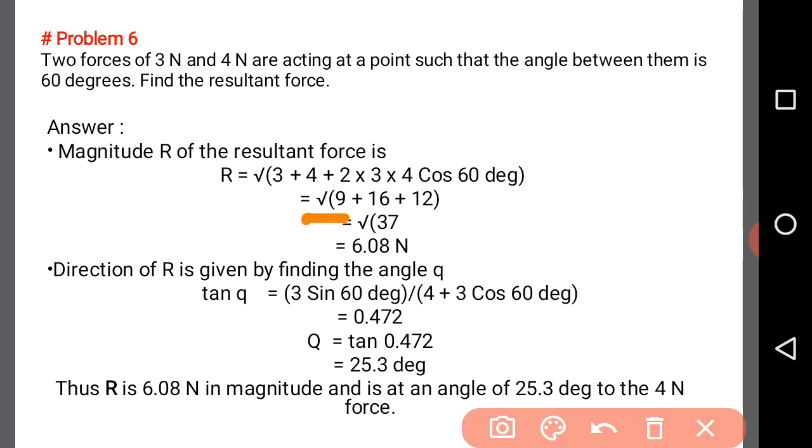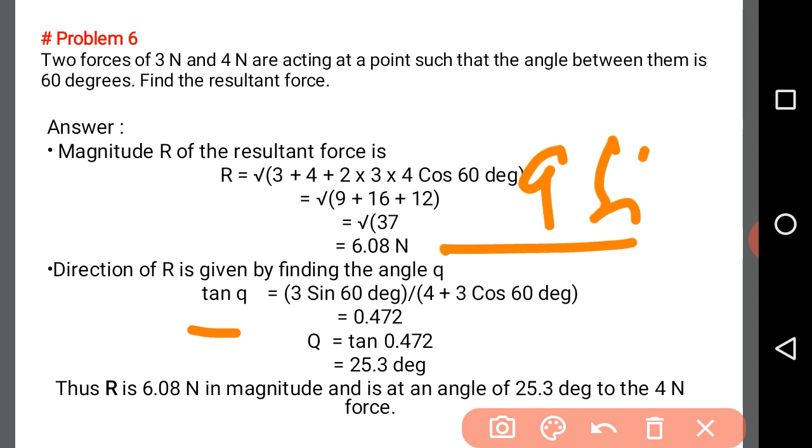So it is 9 plus 16 plus 12 cos 60, and cos 60 is equal to 1 by 2. So the answer is root 37, that is equal to 6.08 Newton. Now the direction is tan alpha equal to Q sin theta upon P plus Q cos theta.